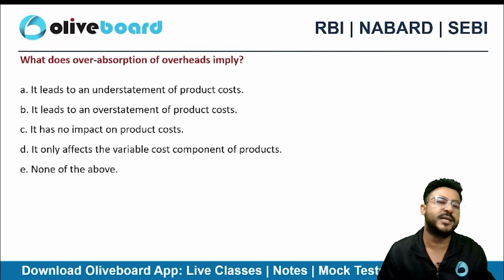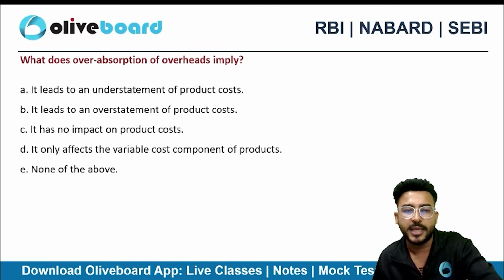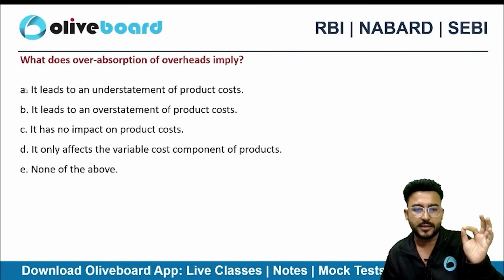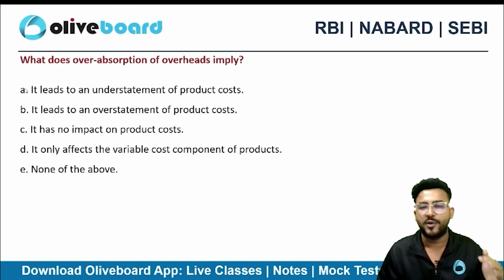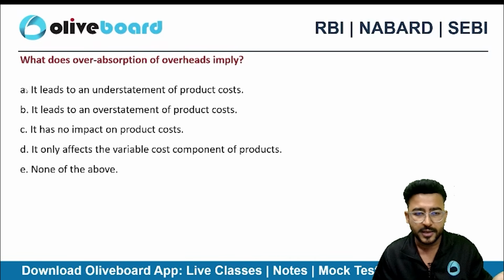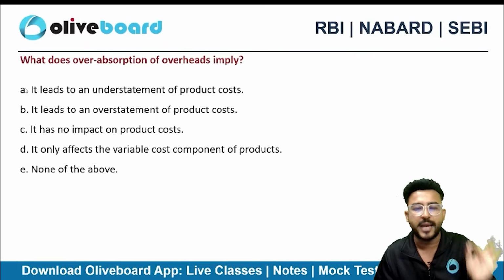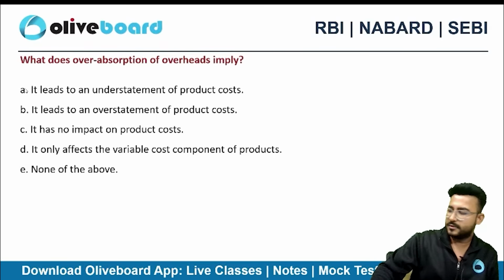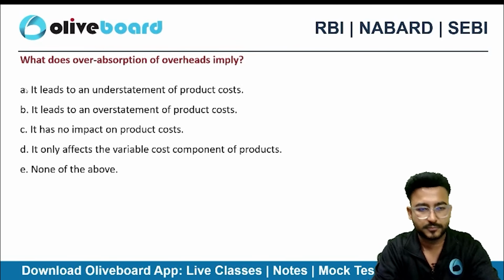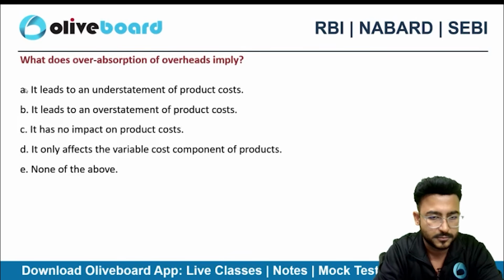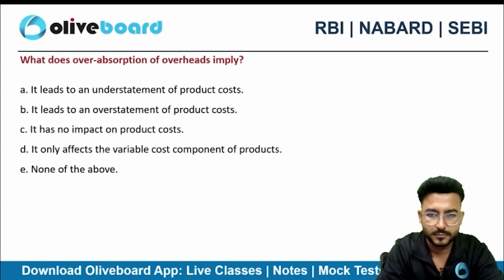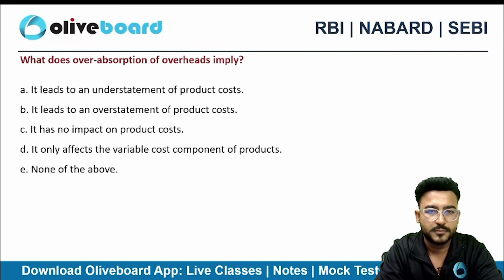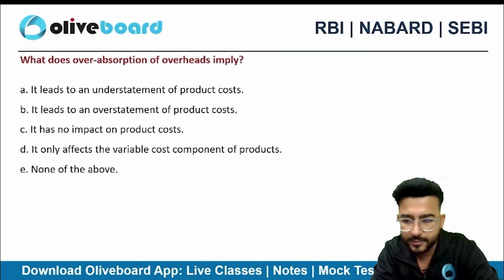Tell me this one. What does over absorption of overheads imply? Option A: it leads to an understatement of product cost. Option B: it leads to an overstatement. Option C: it has no impact on the product cost. Option D: it only affects the variable component of the product, or none of the above. What do you think will be the correct choice here, guys?